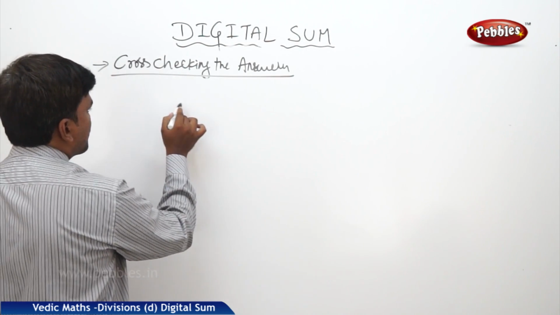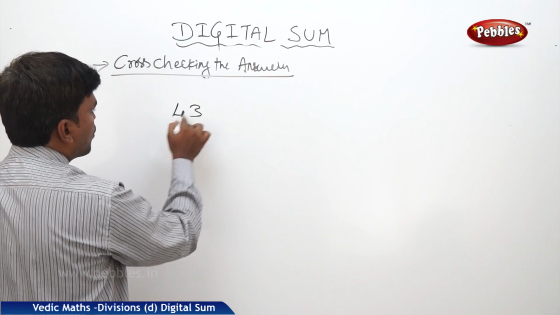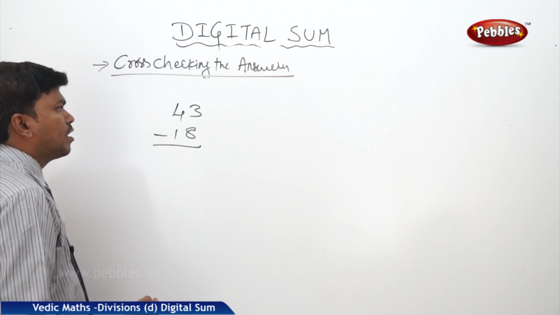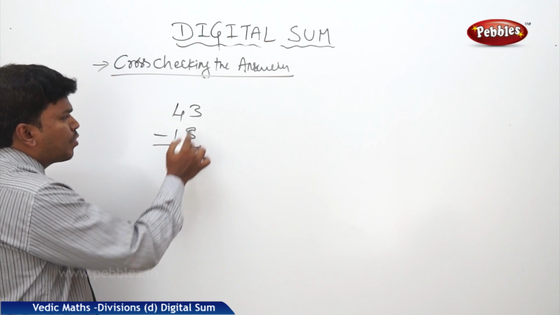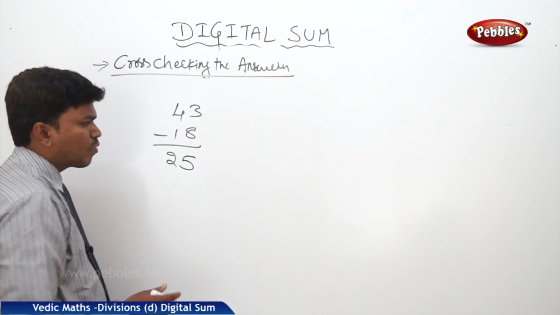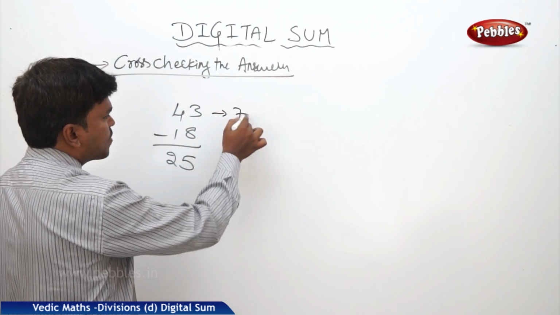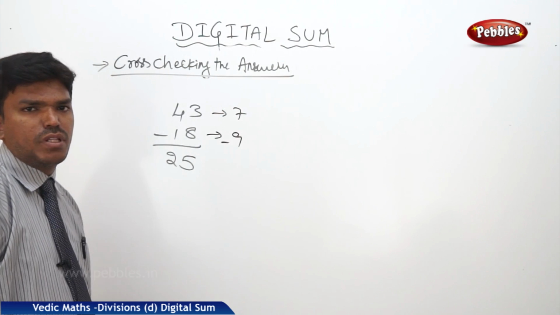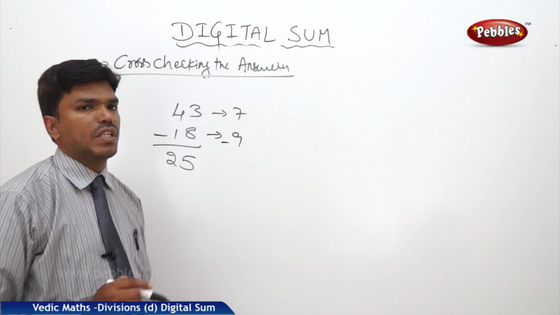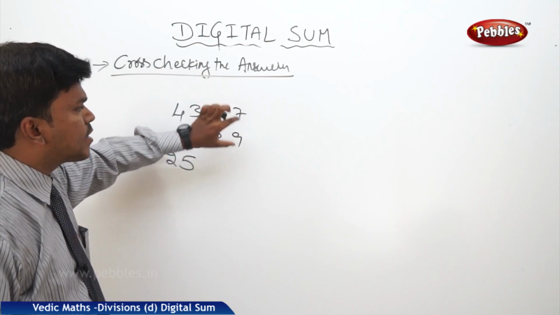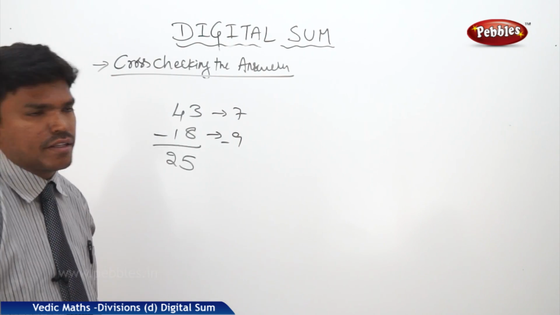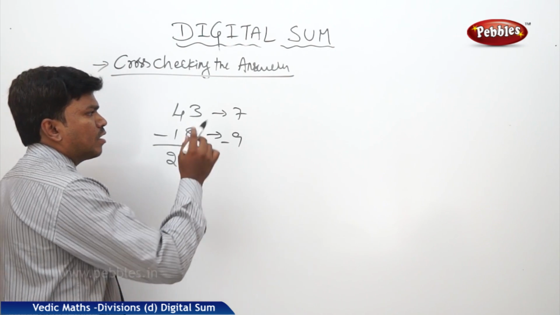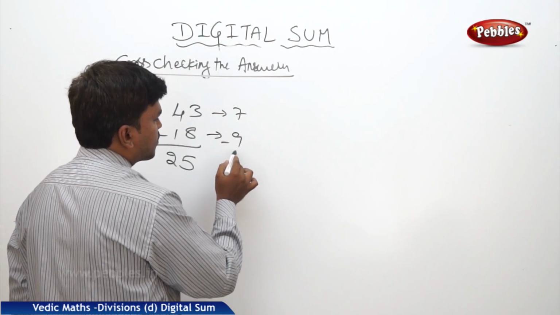Now let us take some examples. Say 43 minus 18. I want to check in subtraction this time. 4 minus 1 is 3 but 2, 3 plus 2 is 5. So 25 is my answer. What is the digital sum here? 7 and here 9. 7 minus 9. Is it possible? Remember one thing. Whenever you are getting digital sums like this, 7 minus 9, it's not subtractable. But what you need to do? You simply do one thing.